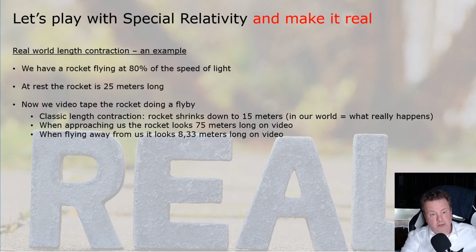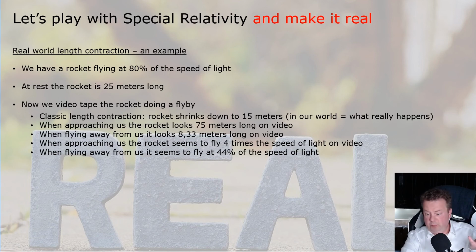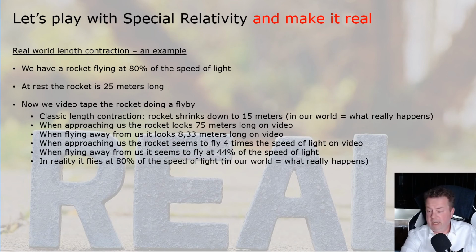And as soon as it is passing us and flying away from us, it suddenly looks like it's 8.333 meters long. Also, approaching us, it looks like it's flying at 4 times the speed of light, and when it's moving away from us, it's only moving at 44% of the speed of light, while in reality, it was flying at 80% of the speed of light.